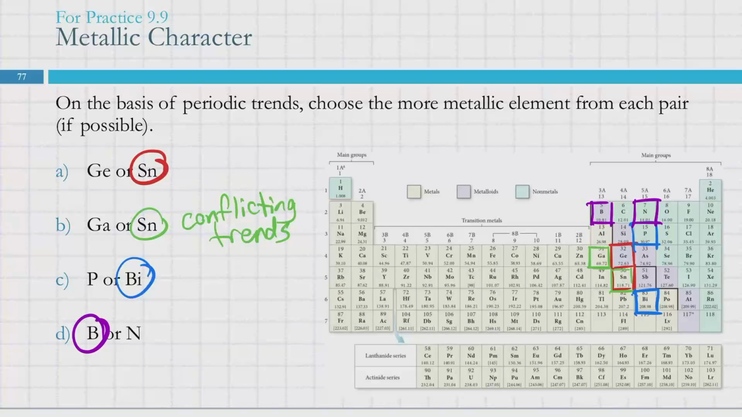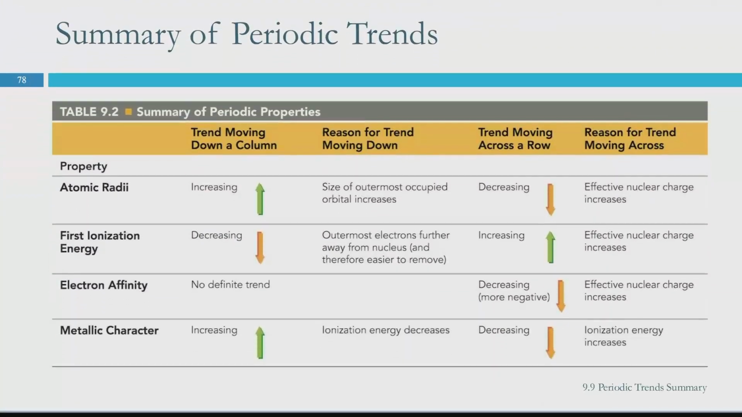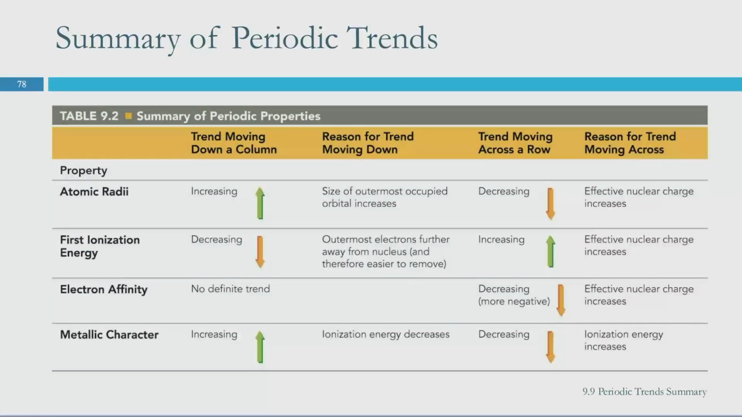And then a summary table for all the different periodic trends and some reasons for them. So this is a great summary slide. This is one of the tables from the book.